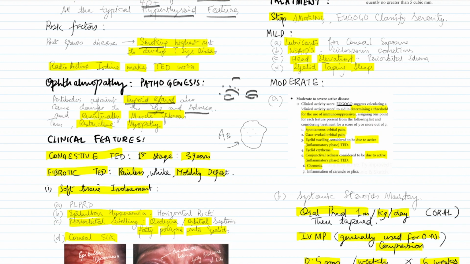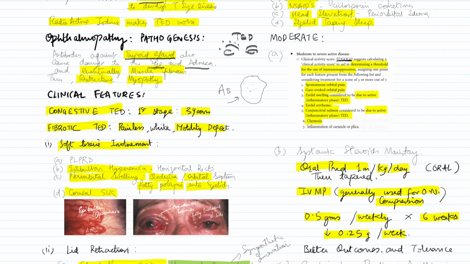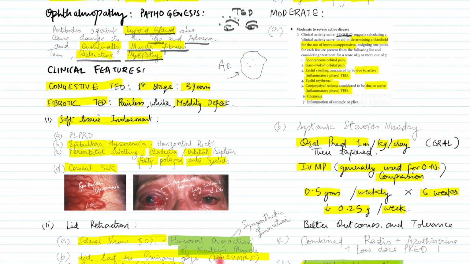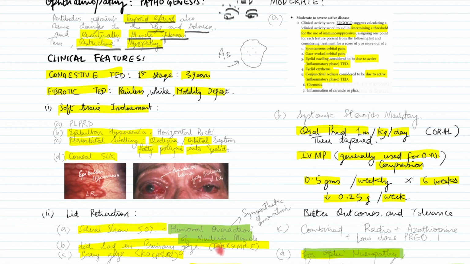So this will have a TED, which might eventually cause a muscle fibrosis and a restrictive myopathy. So the person is essentially not able to move his eyes very freely. There is some movement, but there is a little bit of restriction.